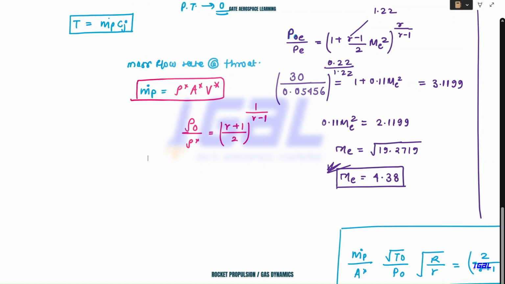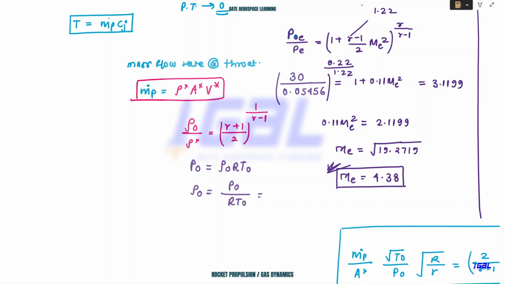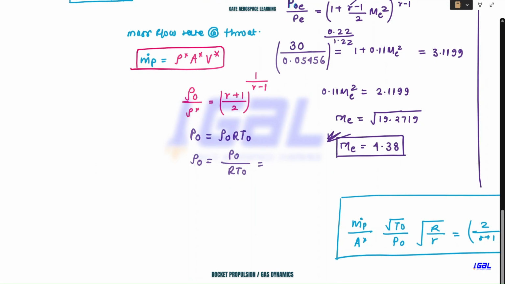Now the issue again is, you don't have a rho naught. How will you calculate rho naught? Using this formula: P naught equals rho naught R T naught. Then using this P naught by R T naught, you can calculate rho naught from here. So I have done the calculation.